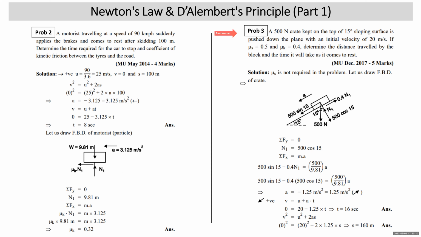Now, problem number 3. A 500 Newton crate kept on the top of a 15-degree sloping surface is pushed down the plane with an initial velocity of 20 meters per second. If mu(s) is 0.5 and mu(k) is 0.4, right?